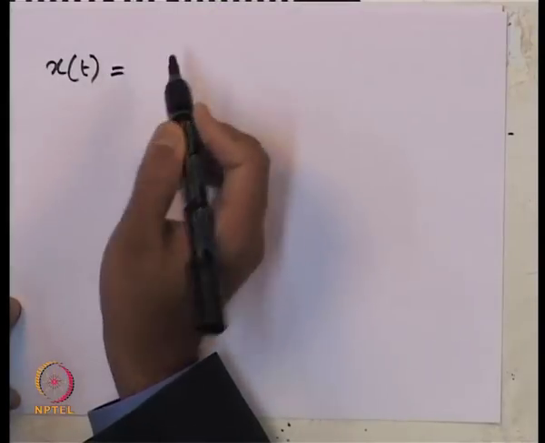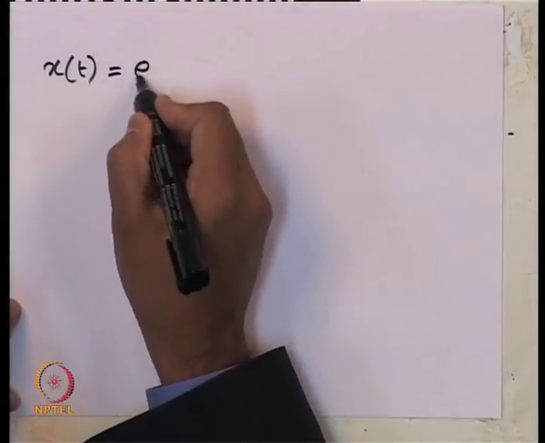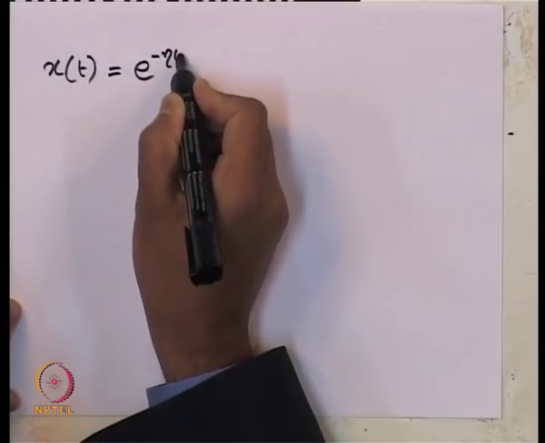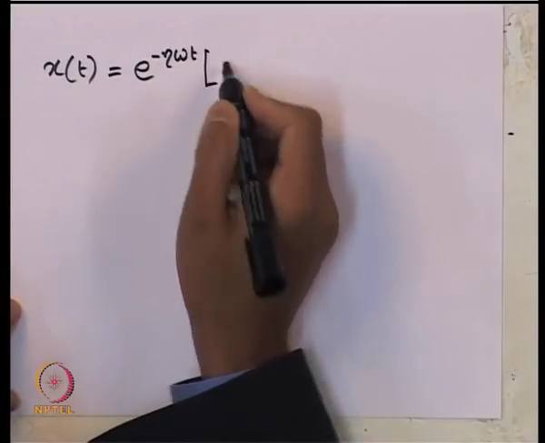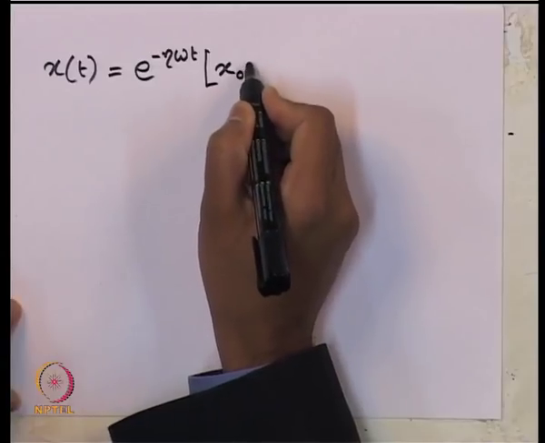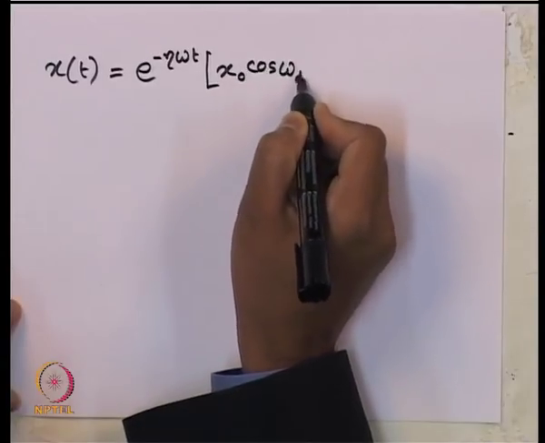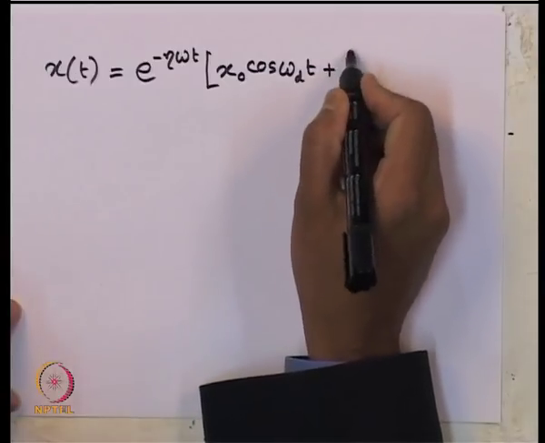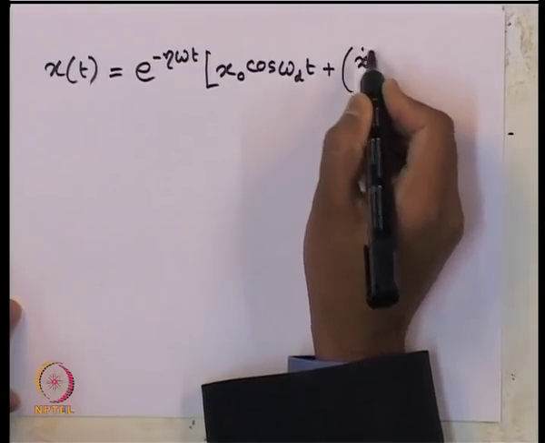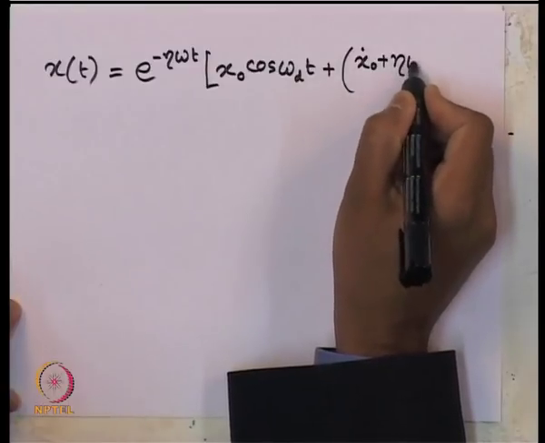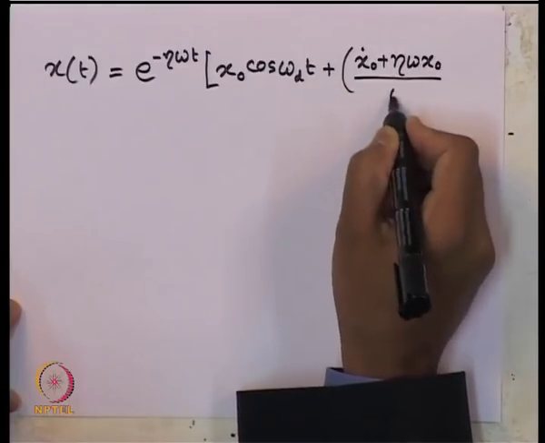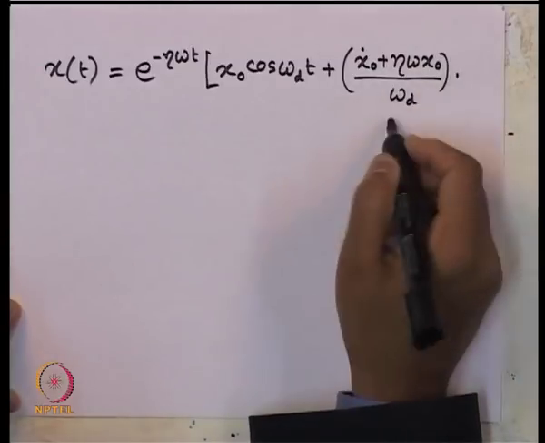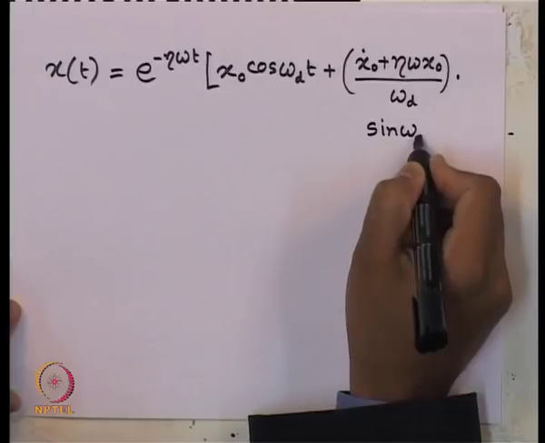So, the complete solution using these initial conditions can take the form of x of t equals e to the power minus eta omega t times, a is x naught, cosine omega d t plus, b is x naught dot plus eta omega x naught by omega d, times sin omega d t.